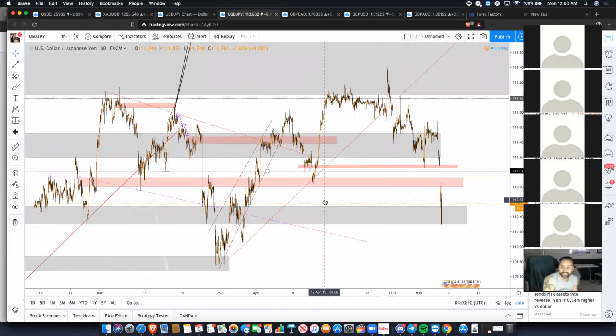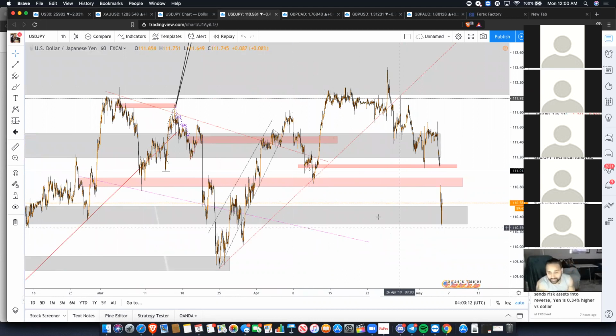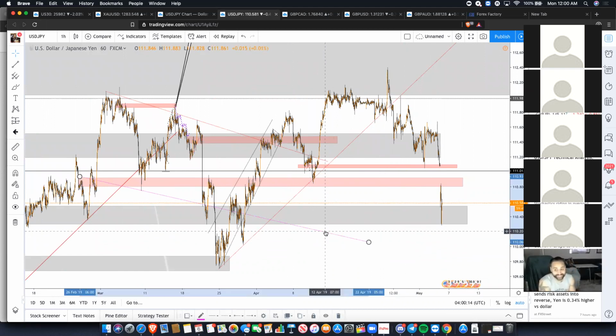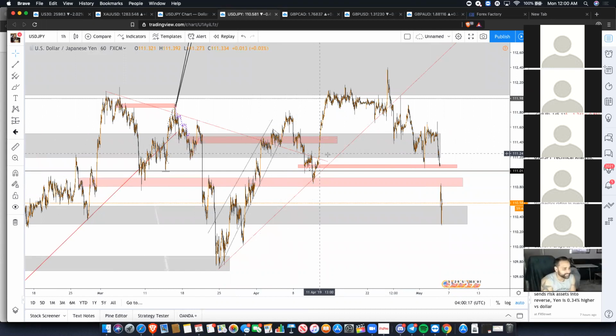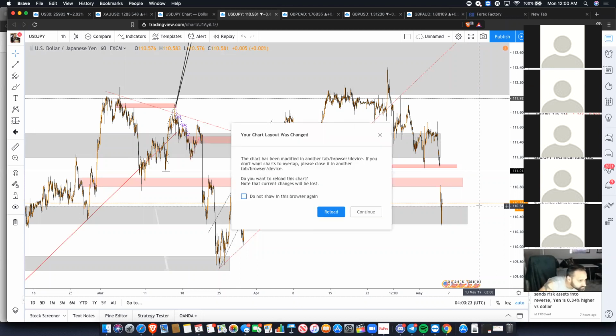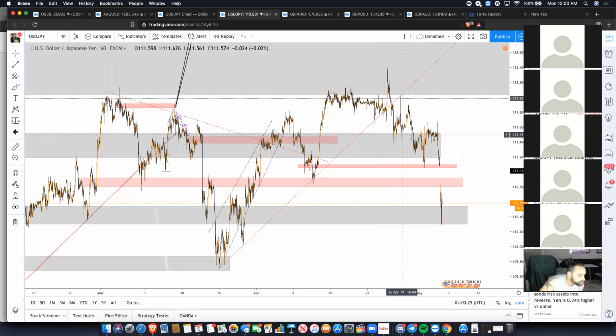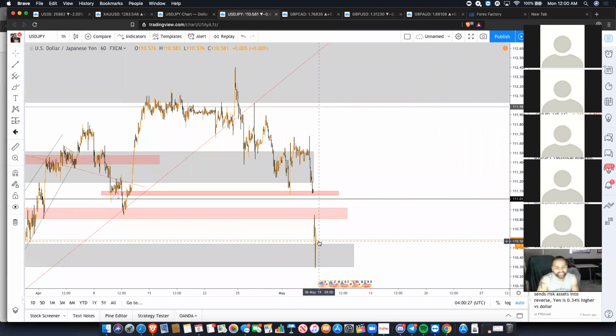Yeah, she respected that zone. Lovely, man. That's crazy right there. I wasn't expecting her to hit. I was expecting more. I don't know if you remember when I was in Florida, I kept saying 10.55.